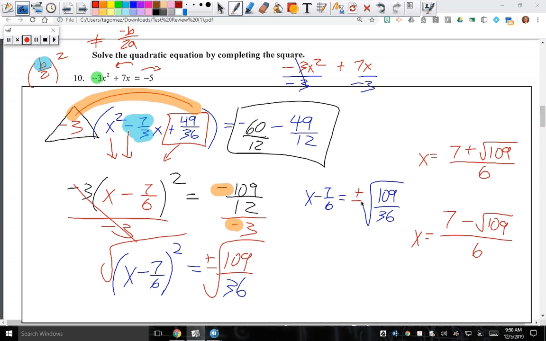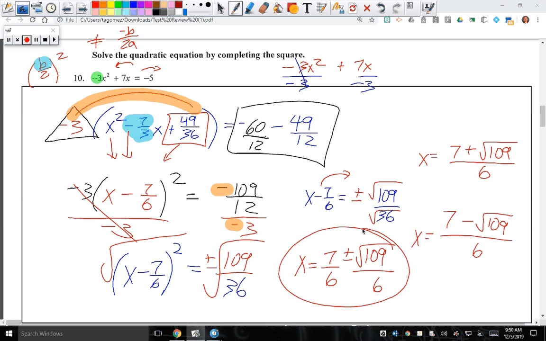That square root, the way it's written, can be broken up to the top and the bottom. The square root of 36 becomes 6. I have a plus or minus. And last but not least, I'm going to add that 7/6 over to the right side, so it'll look like a positive when I move it. You with me? And sure enough, this is the positive and the negative version that you see over here.